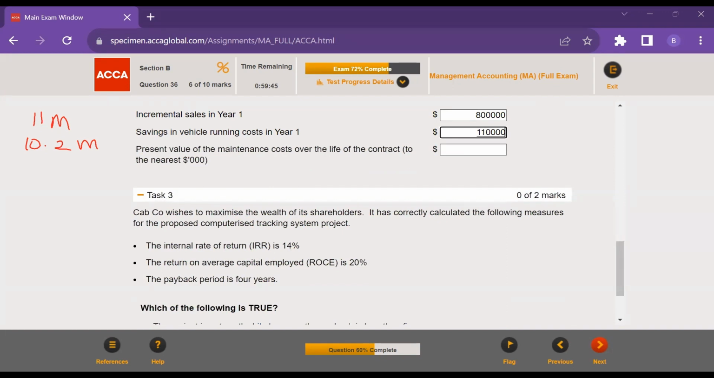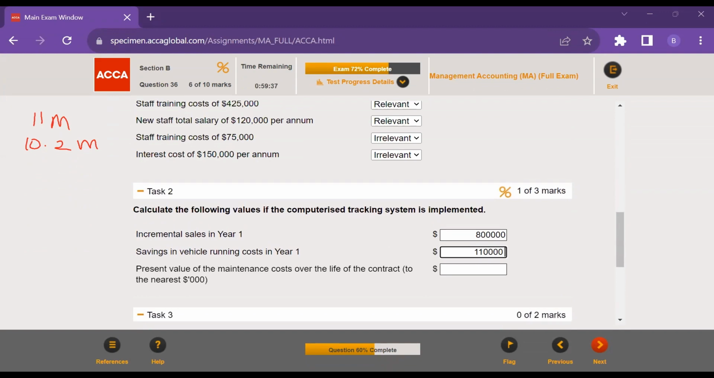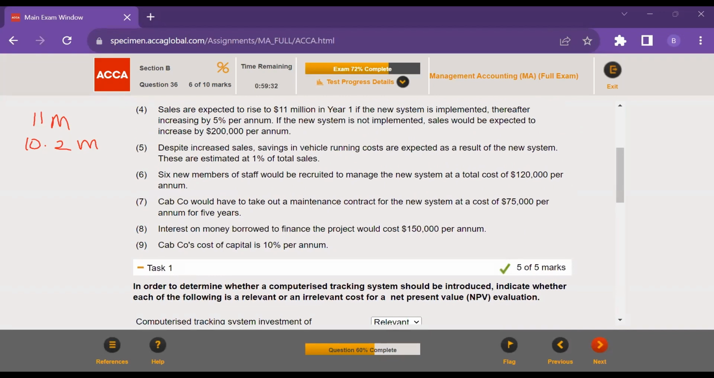Present value of the maintenance costs over the life of the contract to the nearest $1,000. So let's have a look over here. What about the maintenance costs? Right. So the cab company would have to take out a maintenance contract of the new system at a cost of $75,000 per annum for 5 years. So basically, what you will do over here is that you will take 75,000 and you will multiply that by how much is your annuity factor.